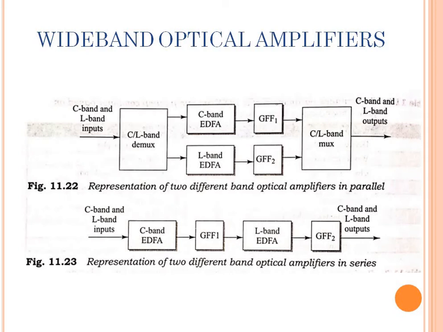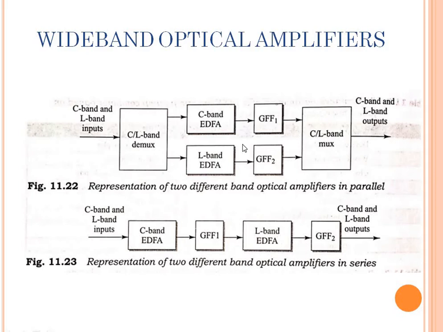So extending this concept further, use of three amplifier types can provide signal gains in the S, C and L bands, in the C, L and U bands, or some other combination. So the amplifier combinations can be in parallel or in series.